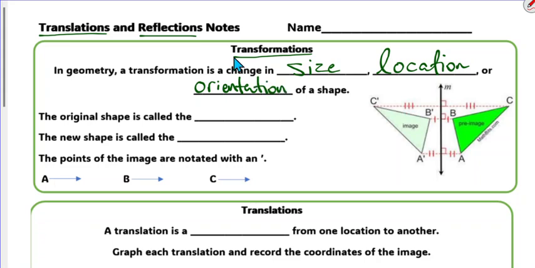Changing the size comes with a dilation. It's either going to get bigger or smaller. We're actually not going to talk about those this year. Changing the location just means it's moving around somewhere on the coordinate plane. And then changing the orientation, I guess I could say you're changing the direction of the shape.